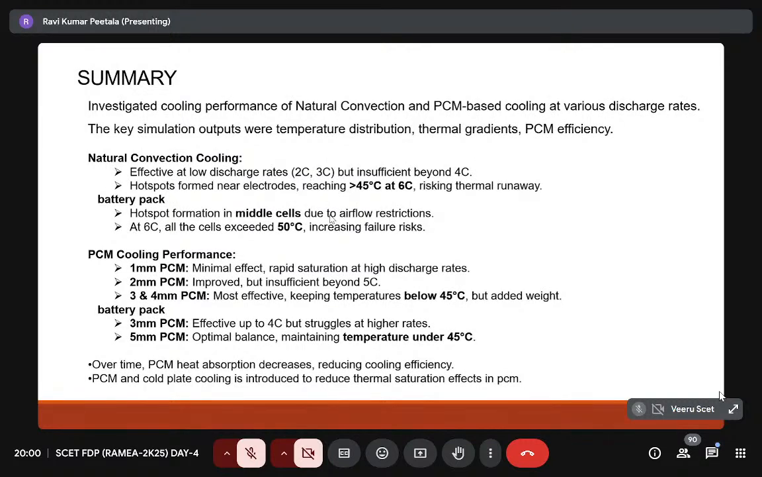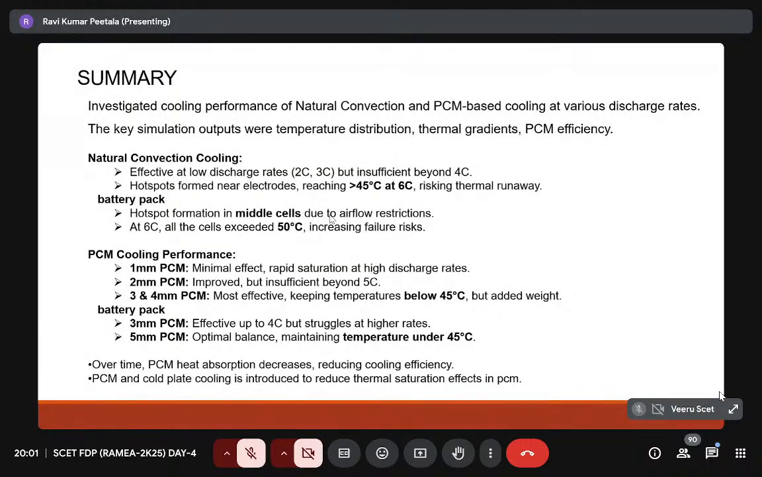Saturation is happening. So 2C also improved, but the PCM thickness is insufficient for 5C rates. With 3 and 4 mm thickness, it is most effective in keeping the temperature below 45 degrees, but it will increase the weight of my battery pack. We also need to reduce the weight of the battery for the automobile industry, right? So this is the drawback. If we use more PCM material over the battery pack, then the weight of the battery pack will increase.